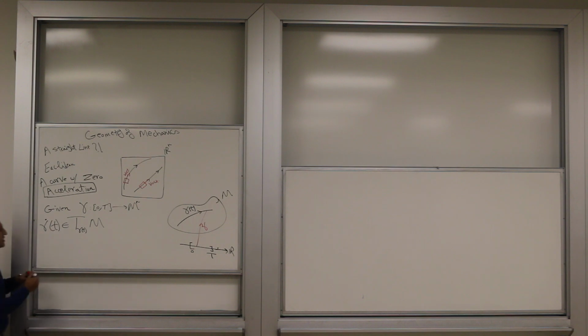Anyone does not understand what do we mean by this? Think? Don't feel shy. If you don't understand it, that's fine. So this statement means that gamma dot is indeed a velocity vector, i.e. it is tangent to M. It lies in the tangent space of M at every point.